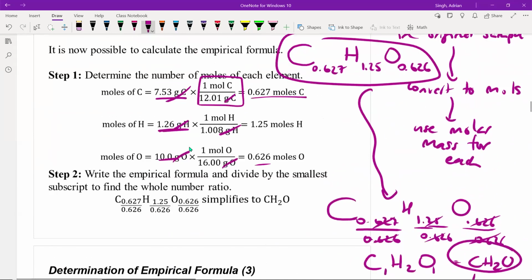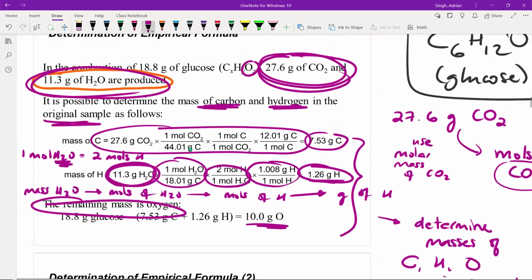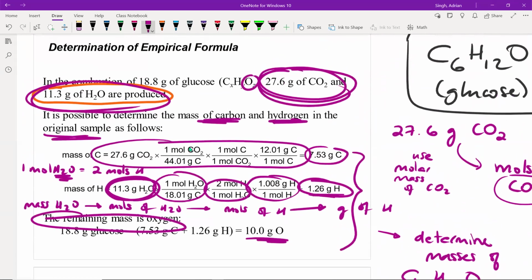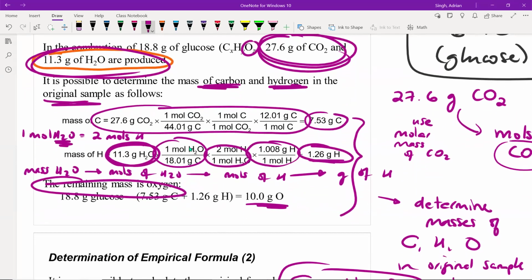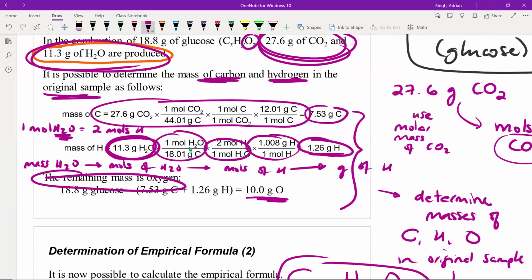So the idea behind the combustion analysis is that we can use the amount of carbon dioxide that is produced. We can convert that to moles of CO2, then moles of carbon, then grams of carbon. We can use the mass of the water that's produced to convert that to moles of water, then moles of hydrogen, then grams of hydrogen. We subtract the sum of those two from the total mass of the sample. We get the mass of the oxygen in there. We're just converting to moles from that point onwards to get the mole-to-mole ratio of each of the C's, H's, and O's that we have in that compound to get the empirical formula.